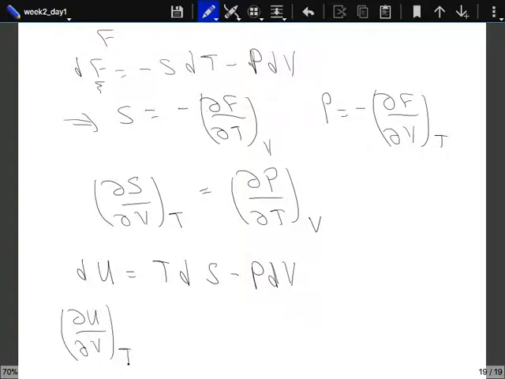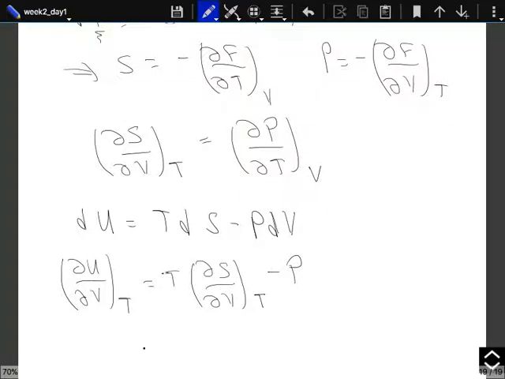At constant temperature for a given system, this will be equal to T times dS over dV at constant temperature minus P, which is equal to T times dP by dT at constant volume minus P. Everything on the right hand side is easy to measure.